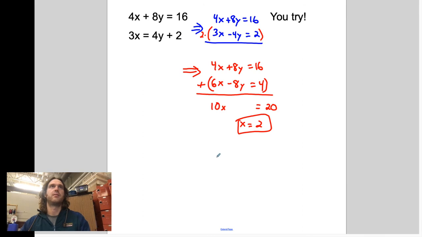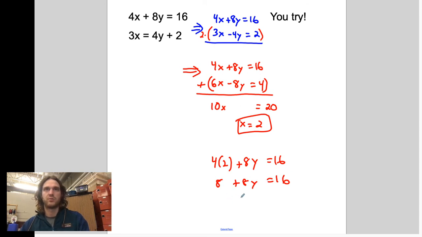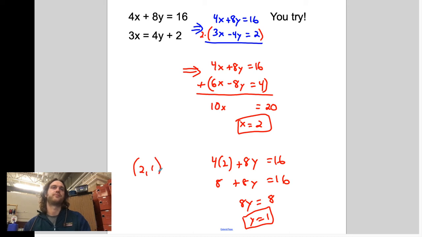And plug that baby in. I'll do the top one. 4 times 2 plus 8y equals 16. 8 plus 8y equals 16. Take that, computer. Subtract 8 from both sides. 8y equals 8. y equals 1. So our solution is 2, 1.